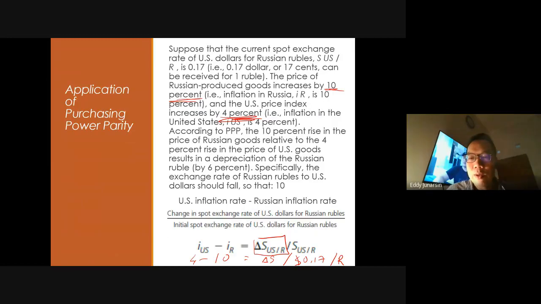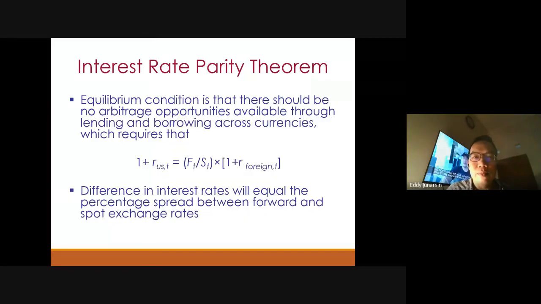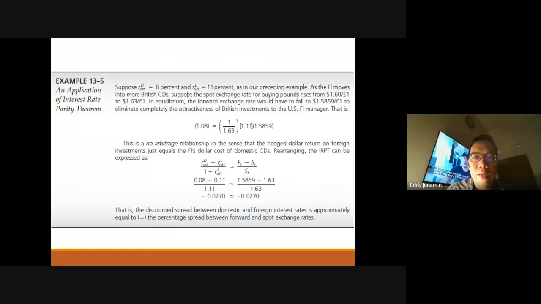From 17 cents per ruble to maybe 15 something, 15.98, yeah, something like that. So from 17 cents to 15.98 cents. Okay, we saw this, right? You can see another example here.